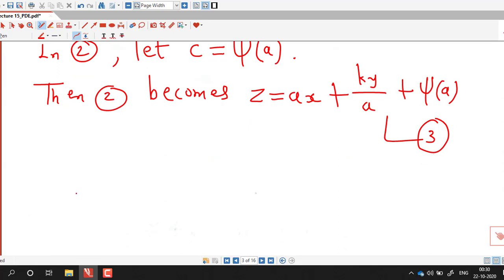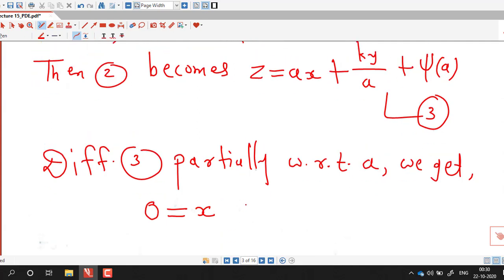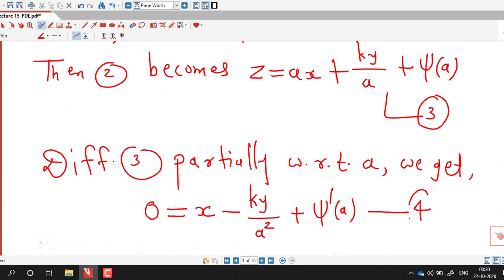Now we differentiate number 3 partially with respect to a, because we want to eliminate the arbitrary constant a. So again there is no a on the left hand side, so we have 0 equal to x, the derivative of ax with respect to a. Similarly the derivative of 1 by a is minus 1 by a square, and k into y is constant, and this we write as psi dash of a. This is an ordinary derivative because psi is a function of only one variable a.